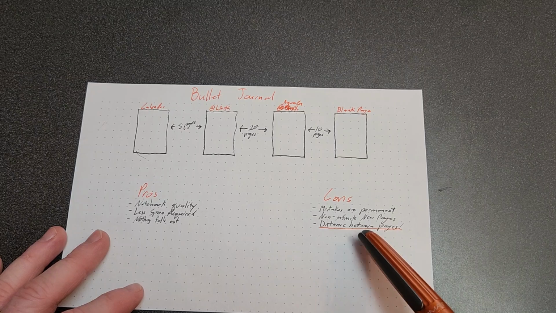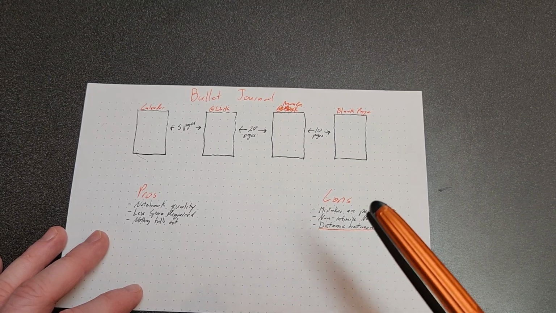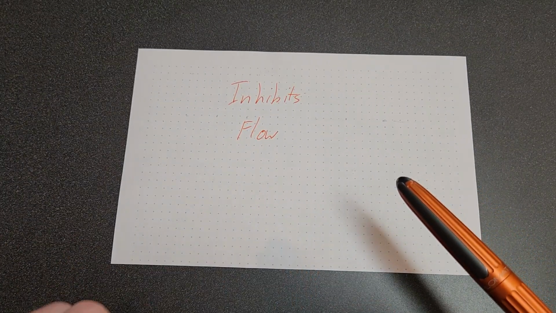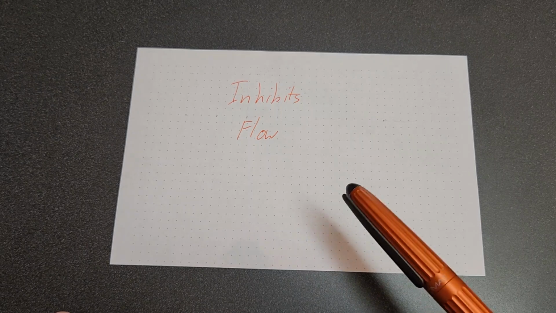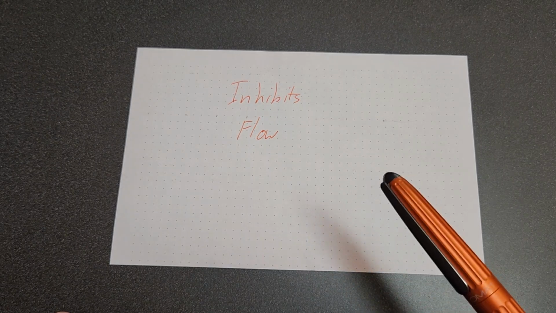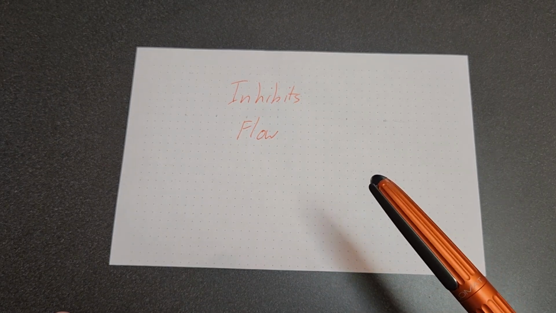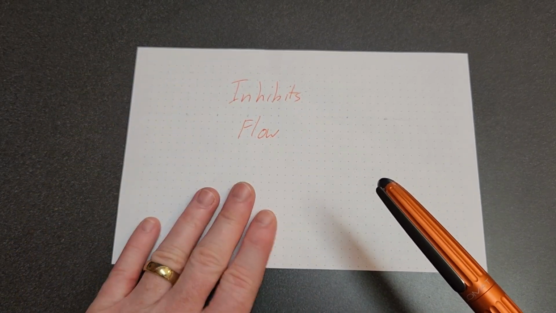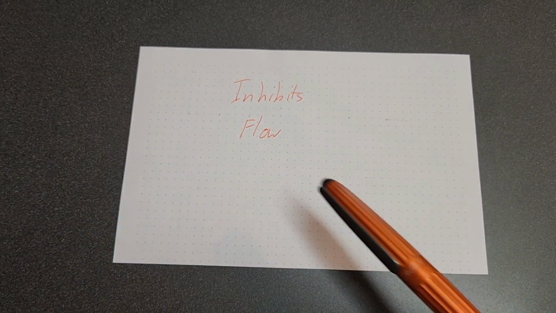So that is a big con, the distance between pages. So, I say all of that. My verdict on using a bullet journal to implement getting things done: it inhibits flow. It is so difficult to stay in a place of flow when you have to simultaneously be mindful about the tasks in front of you and to flip back and forth between all these pages.